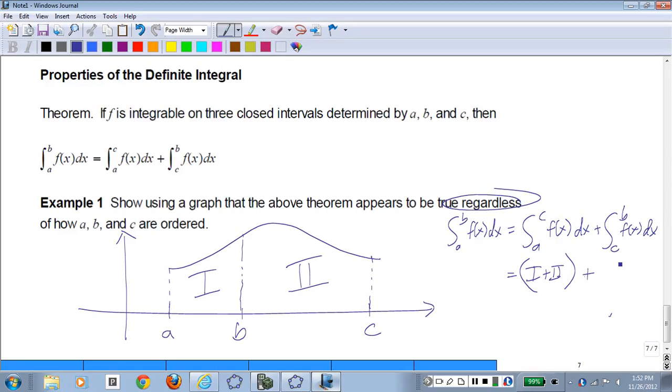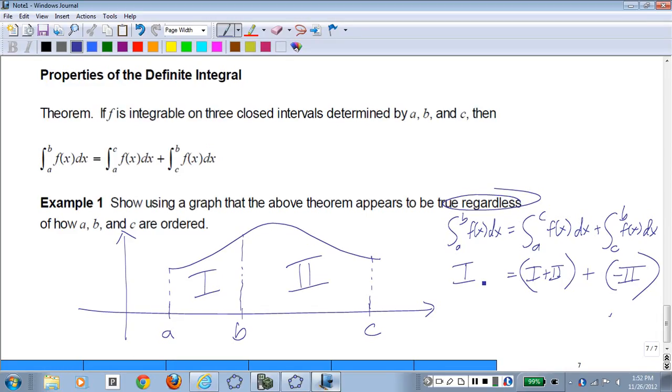So this would be the negative of region 2. If we go from b to c, that would be region 2. But if we go from c to b, that's backwards. That would be the negative of region 2. That would give us a negative number as our answer, basically. And from a to b, that's region 1.